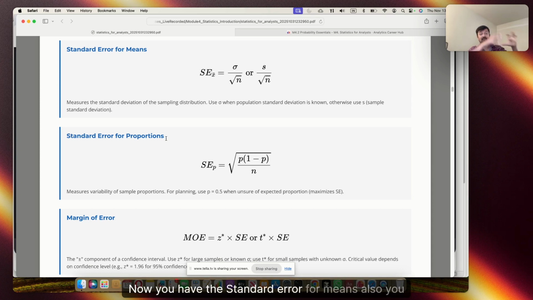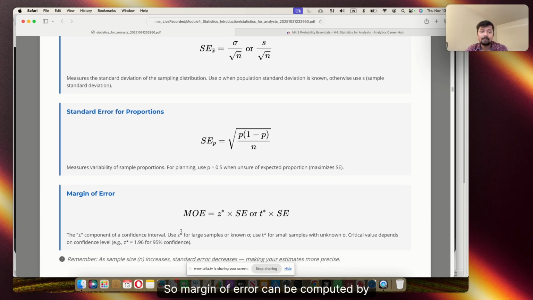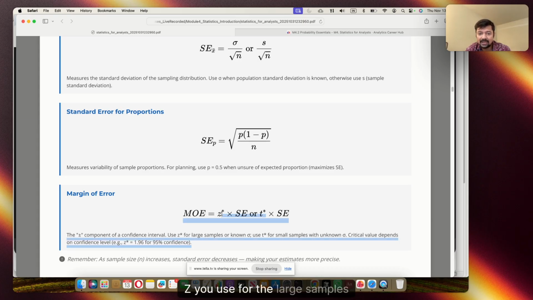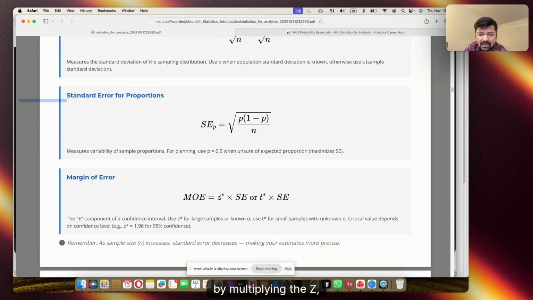Now you have the standard error for means and for proportions, and you can compute the margin of error. The margin of error, MOE, is Z for large samples, or t for small samples, multiplied by SE, the standard error that we computed for the means. By multiplying the critical value for the confidence interval with the standard error, for smaller and larger samples, and combining these three, you get the margin of error. These three things are very important.